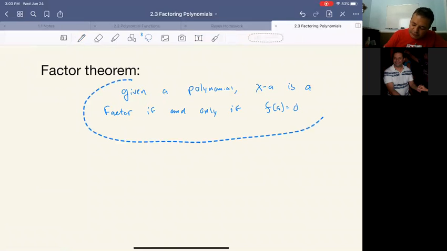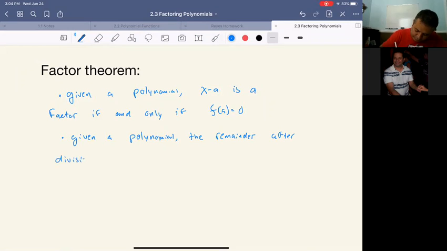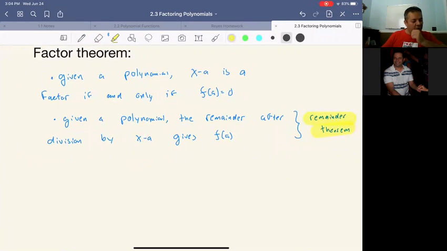All right? And we can even extend it, okay? If we take our given polynomial, the remainder after division by x minus a gives f of a. This is actually what's called the remainder theorem. It's just a generalization. Okay, so let's go ahead and use this.